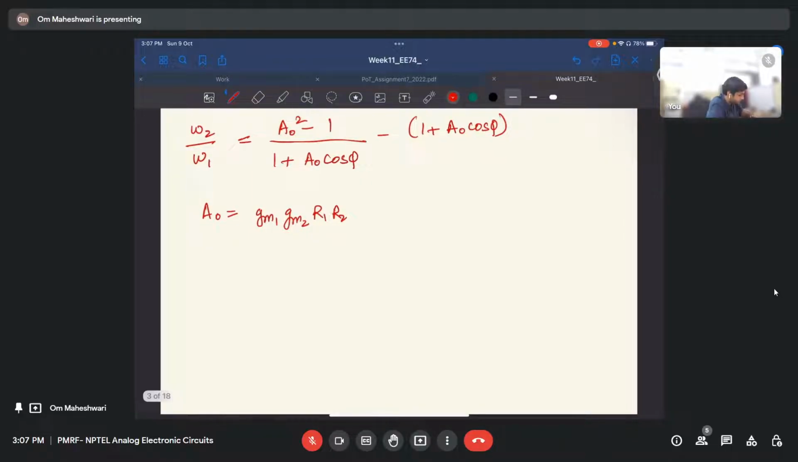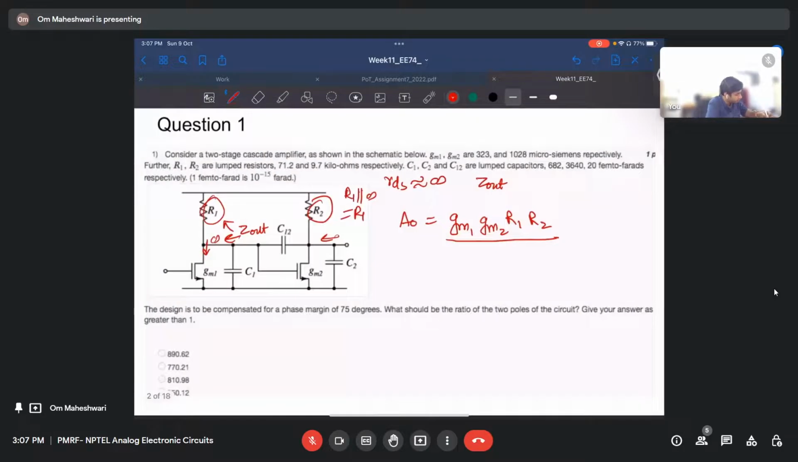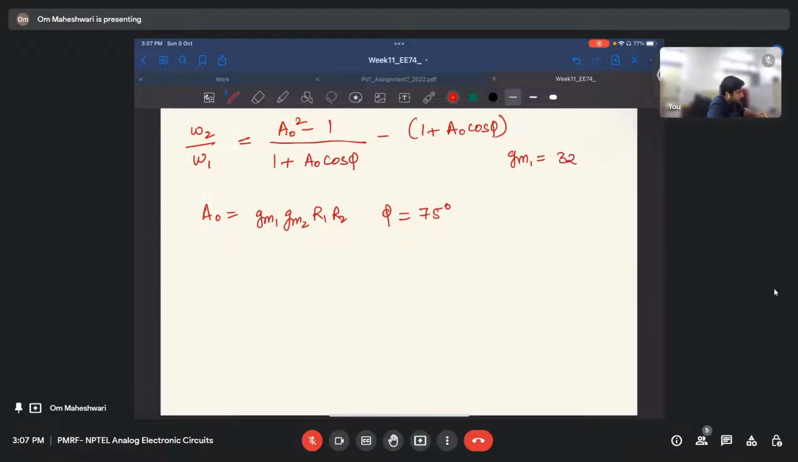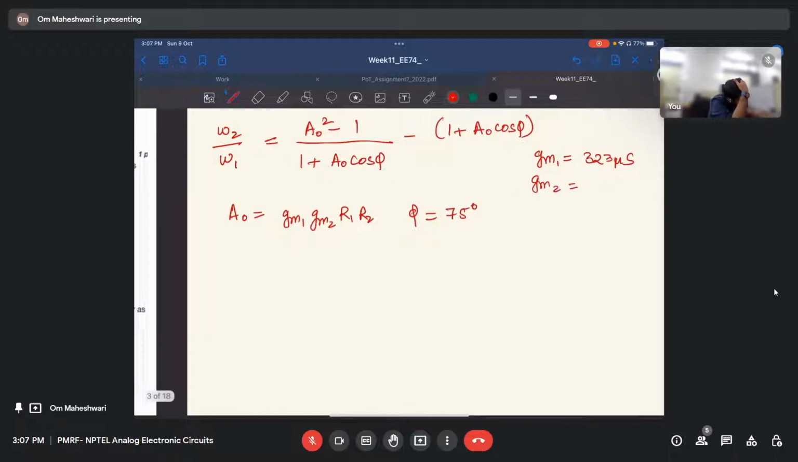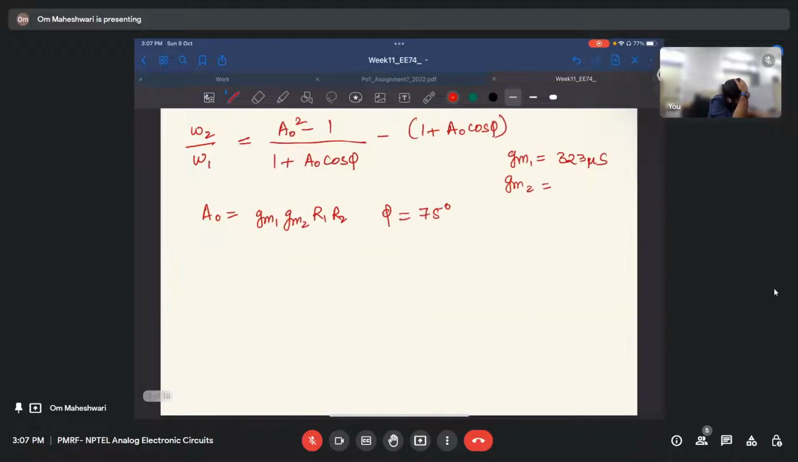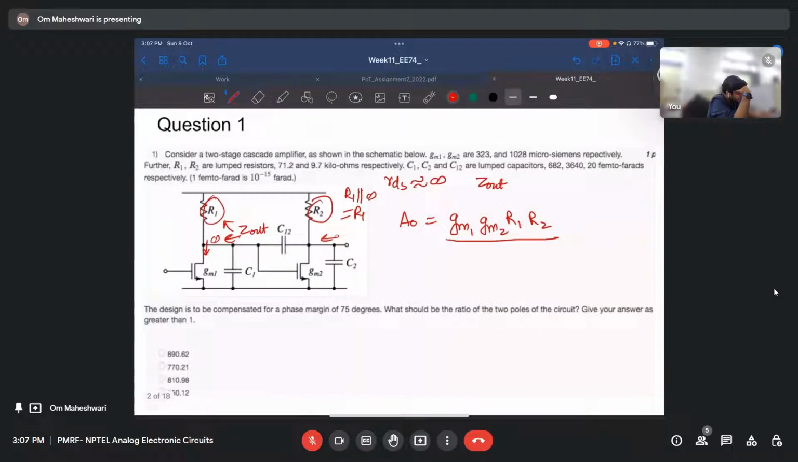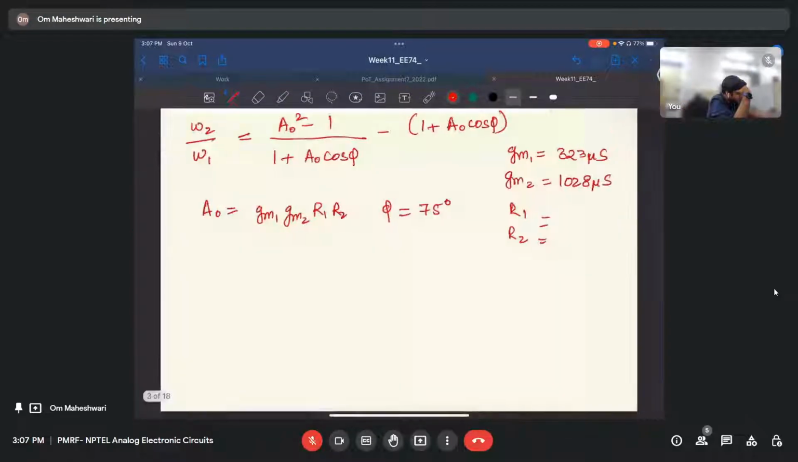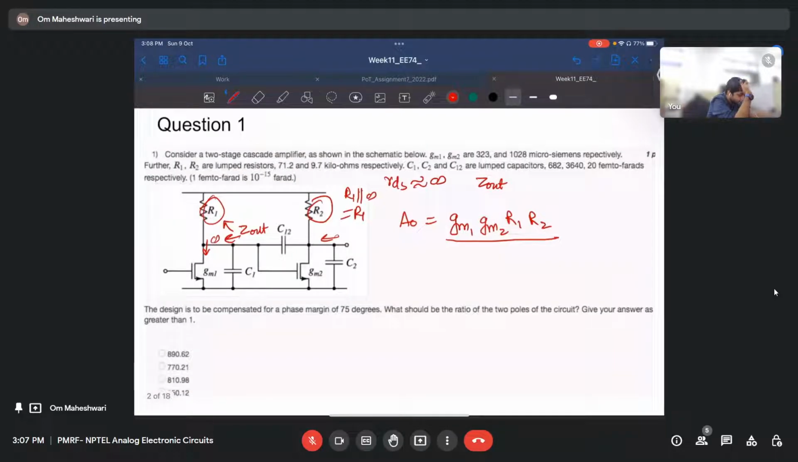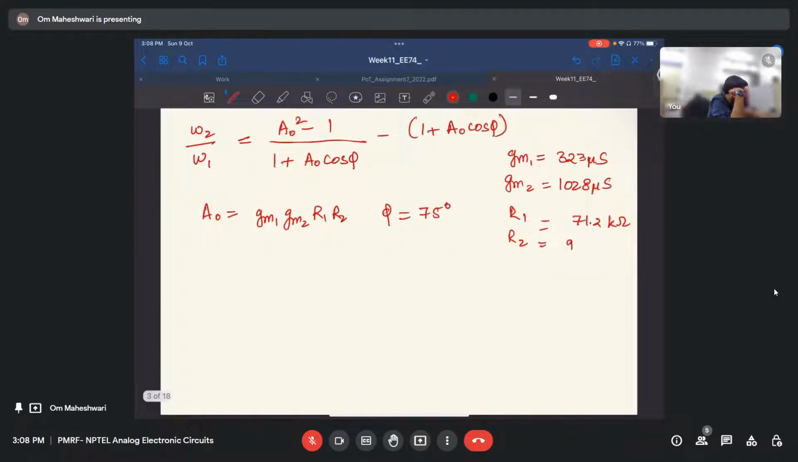Phi is also given to be 75 degrees. GM1 is 323 microsiemens, GM2 is 1028 microsiemens, R1 is 71.2 kilo ohms, and R2 is 9.7 kilo ohms.